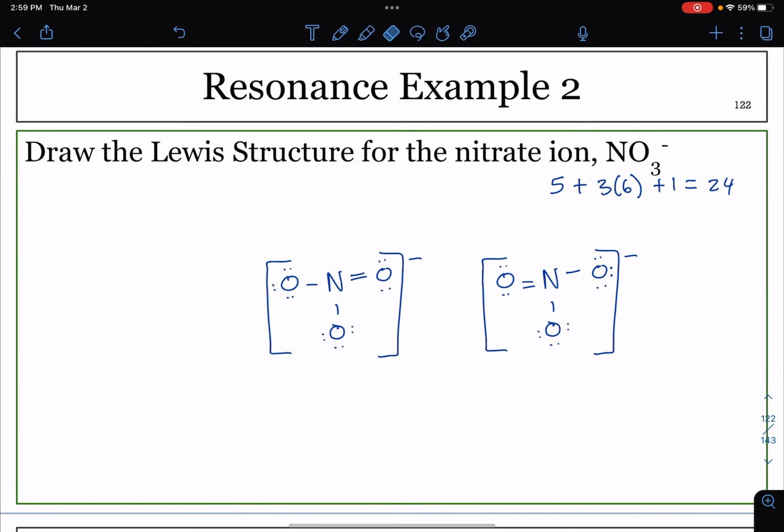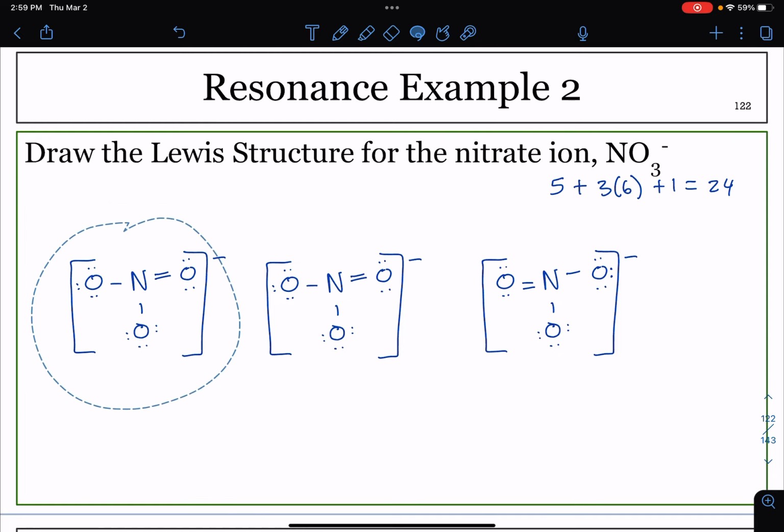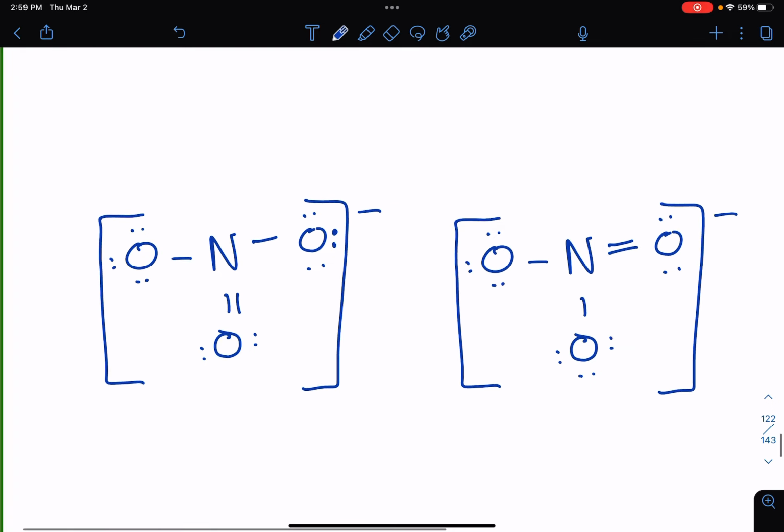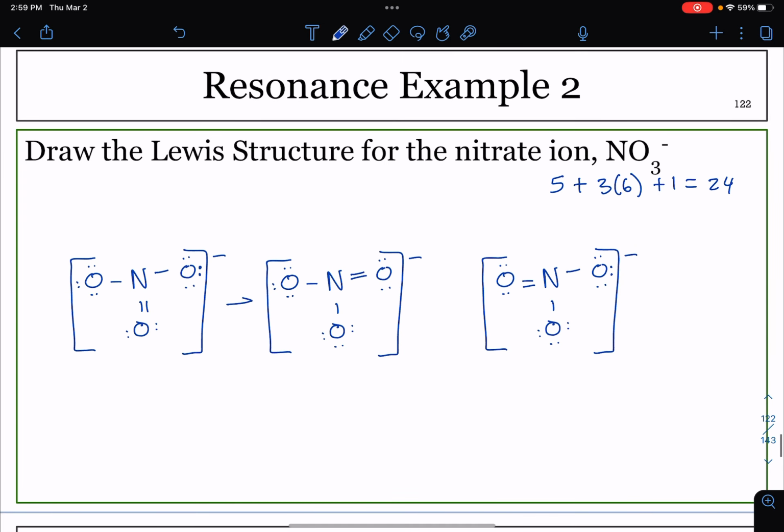Let's do it one more time. All right, so now we're going to put the double bonded oxygen on bottom. The double bonded oxygen has the 2 lone pairs again, and the single bonded oxygens have the 3 lone pairs. We complete our resonance structures by drawing the double arrows between each structure.